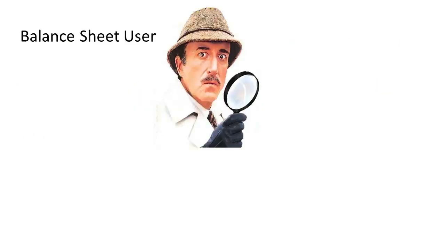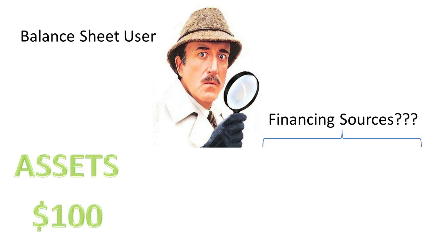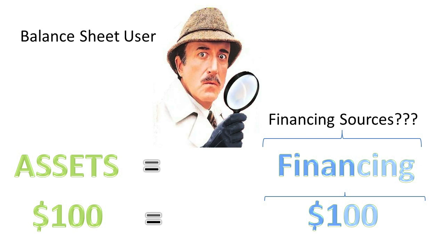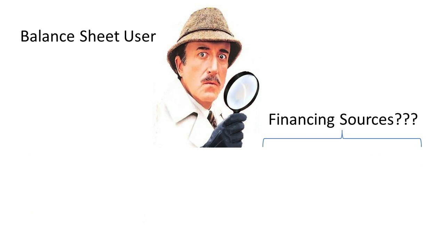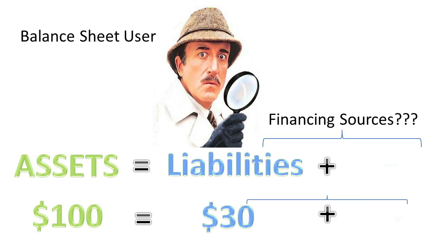We will later learn the advantages and disadvantages that companies face as a result of being financed via debt or equity. Balance sheet users can learn more about the company by reviewing its sources of financing. For example, if we knew that a company had $100 in assets, we would also immediately know that the company had $100 in financing that provided those assets. Even better, if we knew that a company had $100 in assets and we knew that it had $30 of liabilities, we could solve for the unknown owner's equity and arrive at $70.